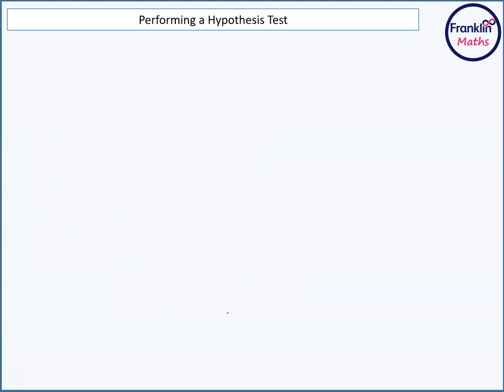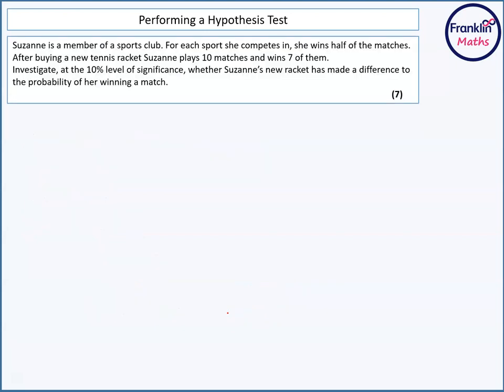Okay, here's the next one. This time we've got Suzanne, who is a member of a sports club. She wins half of her matches, and I suppose it should say she's a tennis player. It doesn't really matter. She buys a new tennis racket and wins 7 out of 10. This time at the 10% level, we're going to see if the new racket has made a difference. As before, we're going to write down everything we need.